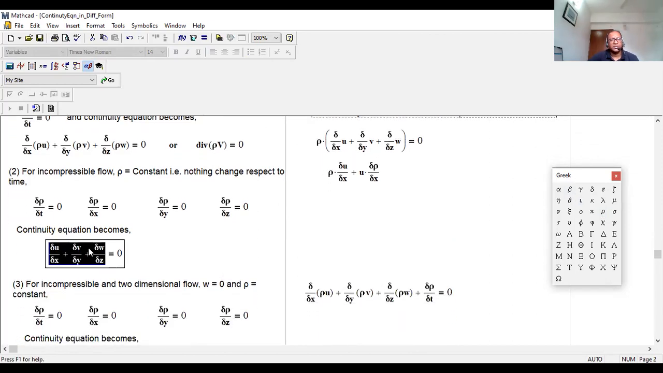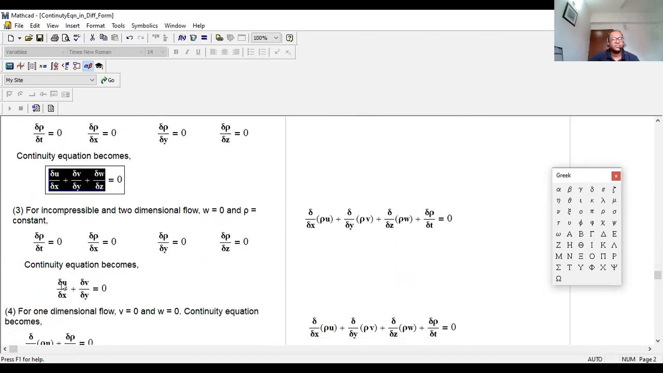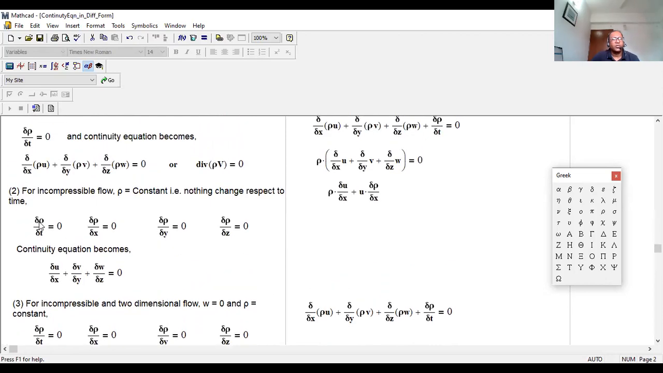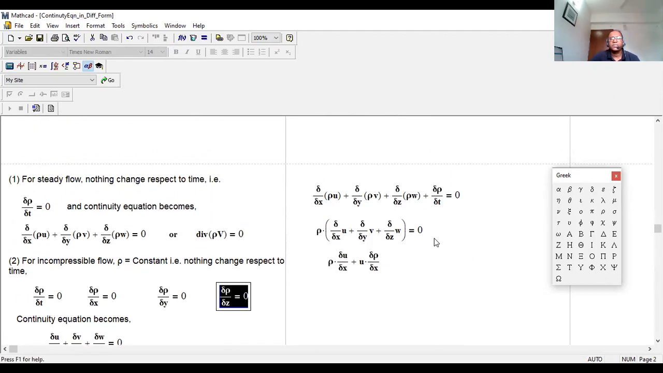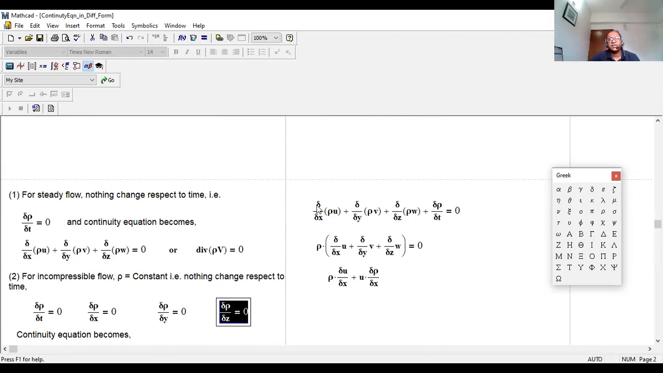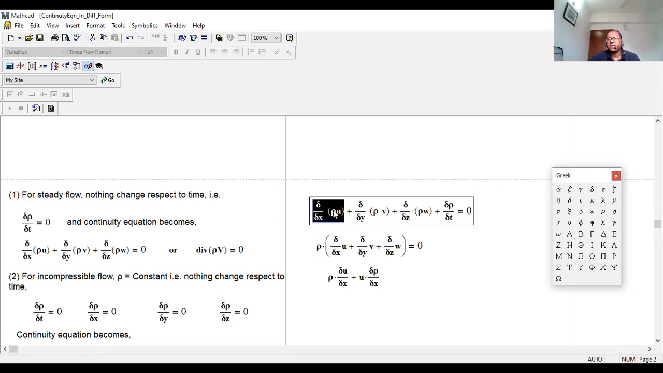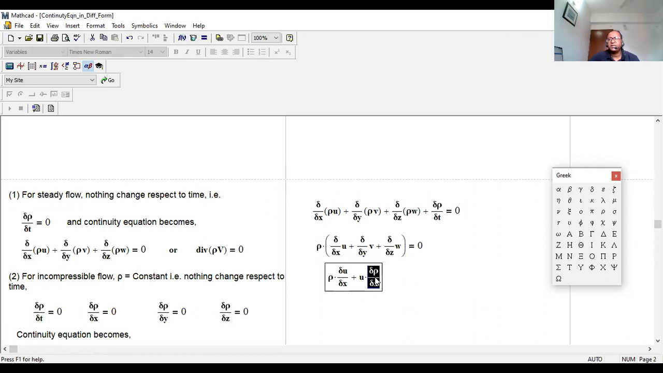And if it is incompressible, and you say the flow is two-dimensional, then what will happen? W equals zero. Then in that case, this value is coming zero. And you see, for incompressible flow, rho is not changing, again not changing along the x-axis, y-axis, or z-axis. Even rho u, this term, you can break into two terms: rho into del u by del x plus u into del rho by del x. Then what will happen? Rho is not changing with respect to x, so this will be zero. So we have only this term.